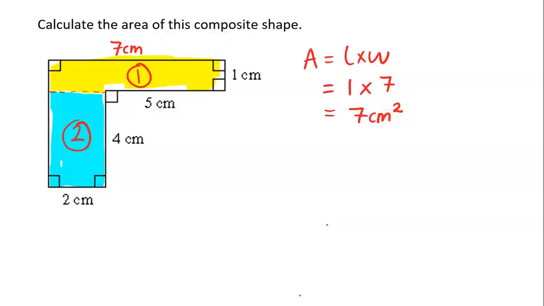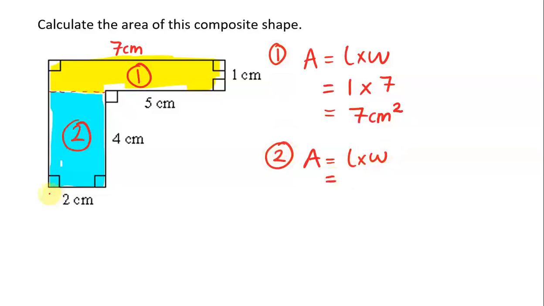Now let's find the area of our blue rectangle. So once again, this was rectangle number 1, this is rectangle number 2. To find our area, we write the formula. Area equals length times width. It's really helpful to label our calculations number 1 and 2 so we can see what's going on.